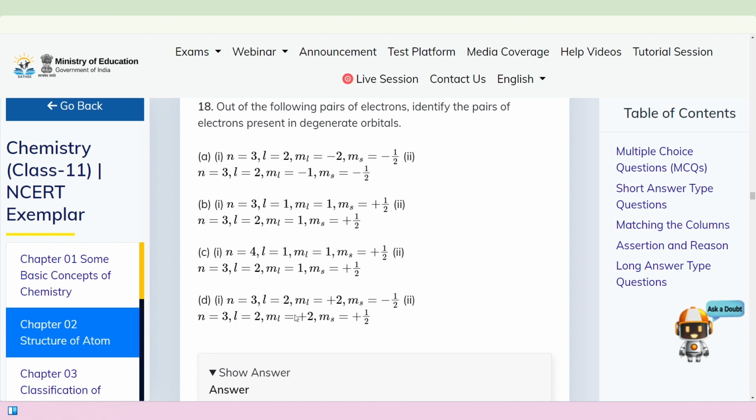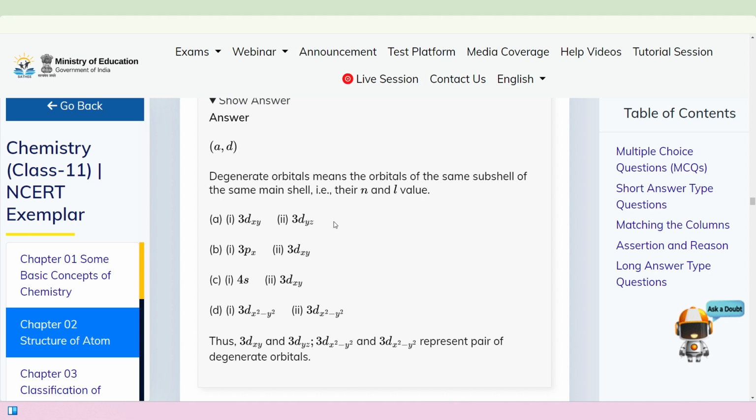So the student may get confused that we have to keep the ml value also the same, but it is not true. The ml value can be different, ms can be different, but the n and l values, that is the principal quantum number and the angular quantum number, should be the same, while the magnetic quantum number and spin quantum number can be different. Okay.